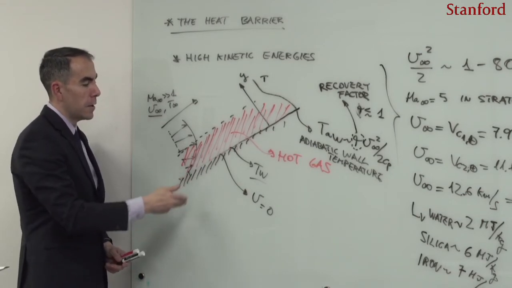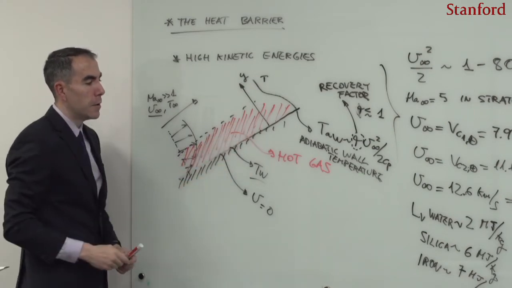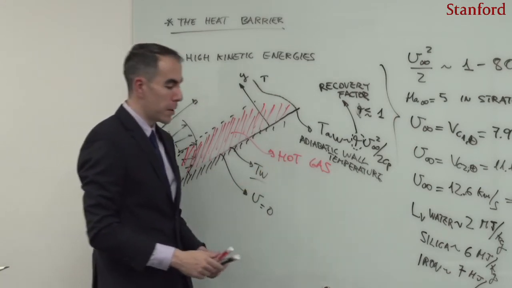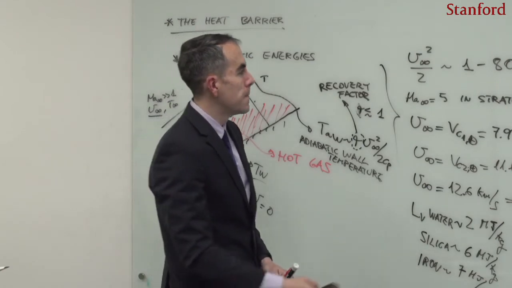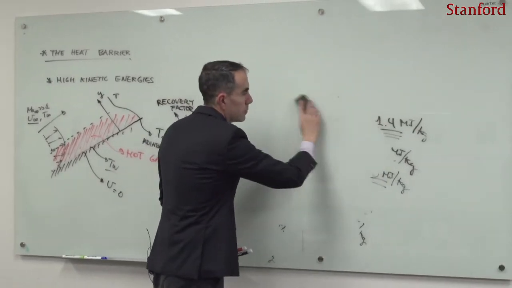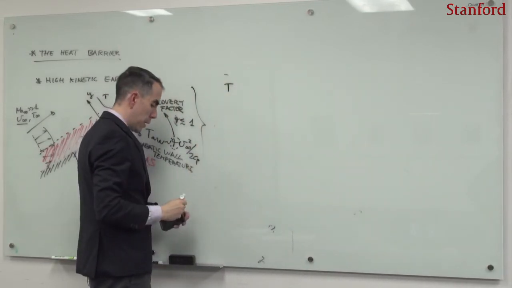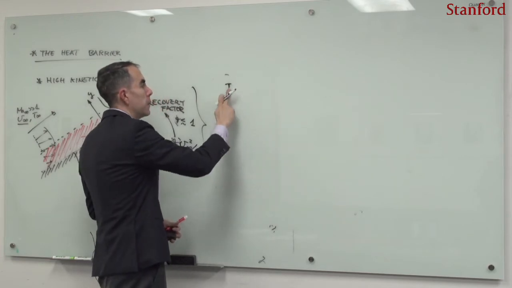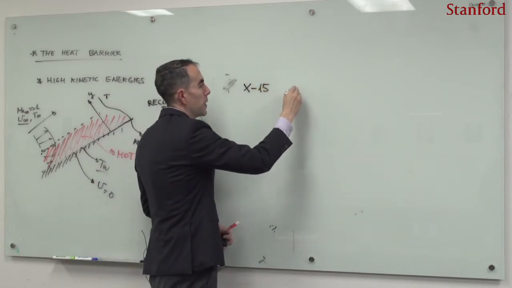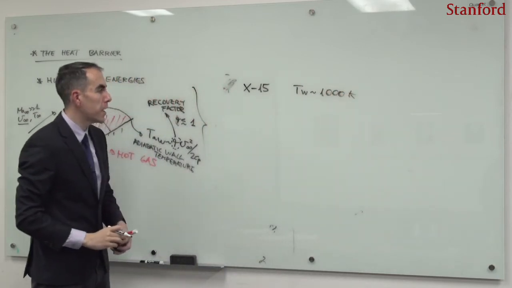That is to say, surfaces that are capable of handling the heat at temperatures much lower than the temperatures predicted by the adiabatic wall temperature. So the resulting wall temperatures in practical applications are in this range. For instance, for systems like the X-15 at Mach 5, the wall temperature was about 1,000 kelvins.